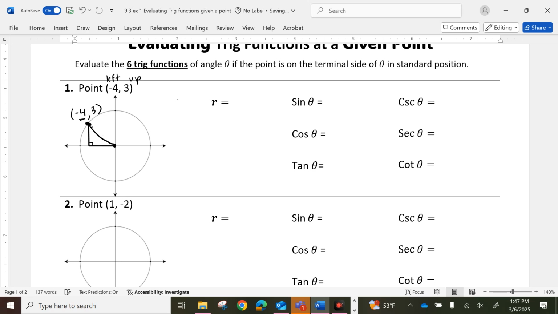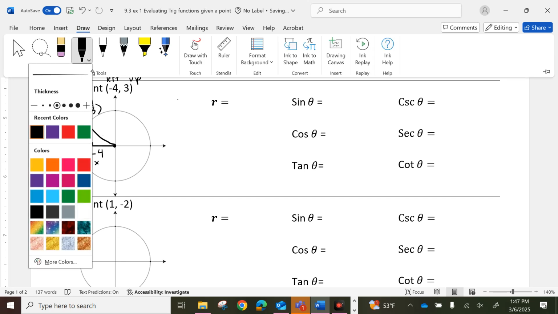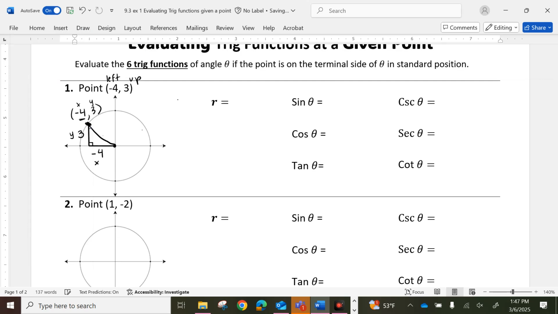Lastly, I'm going to label my vertical and horizontal distance. And so my horizontal distance is -4. And my vertical height here, my distance is 3. Again, 3 is my y, and -4 is my x. Okay. So then lastly, I need to go ahead and find this value r. And so the r I know is going to be right here. That's my radius.